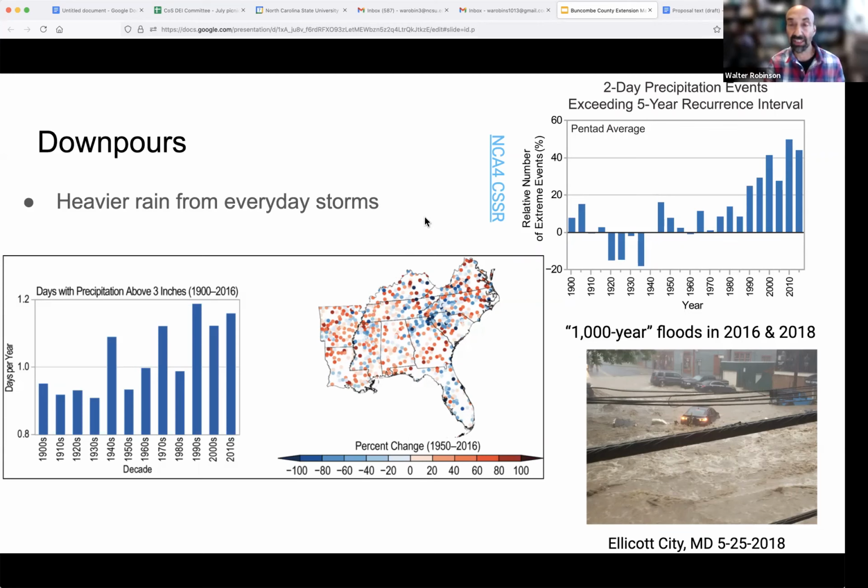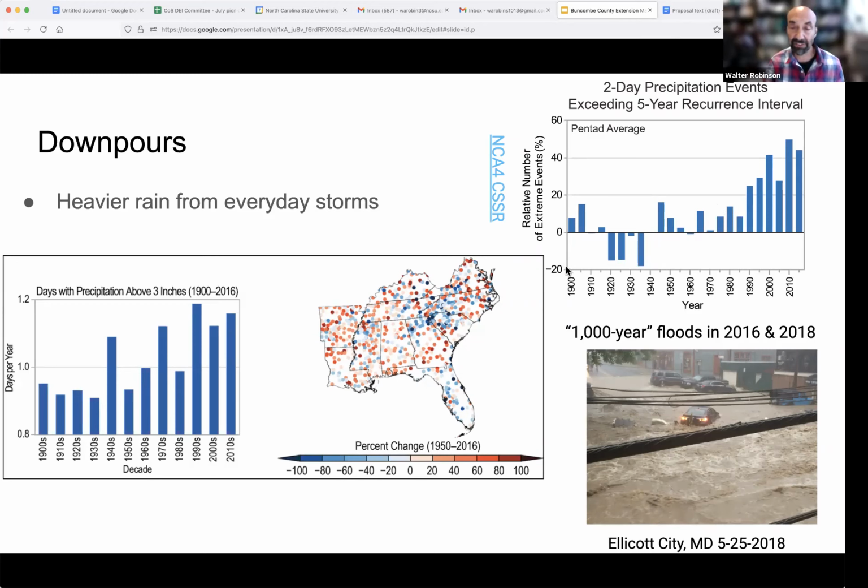You could also look at the frequency of precipitation events that occur in what's called the 5-year recurrence interval, the 5-year rain. And again, a lot of variability, but those are going up with time as temperature warms in the United States, as we expect.